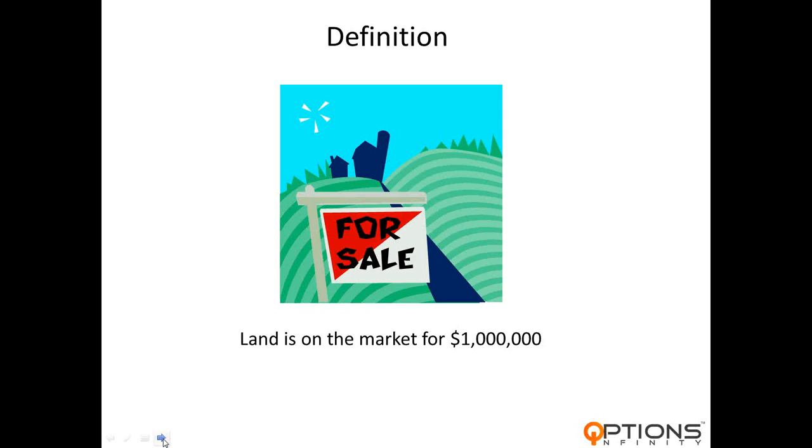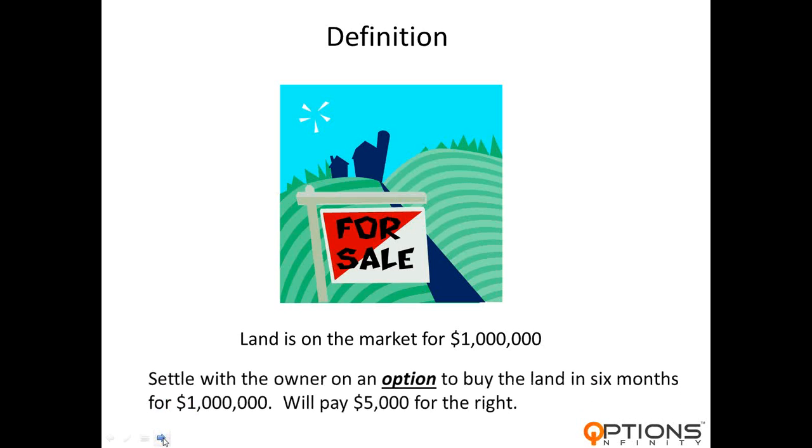So you have to talk to the bank. You have to get everything lined up. So you're not really sure you can swing this deal, but you sure do like this property. So you settle with the owner on an option to buy the land in 6 months for the $1 million. And for that right, you're going to pay the current owner $5,000.